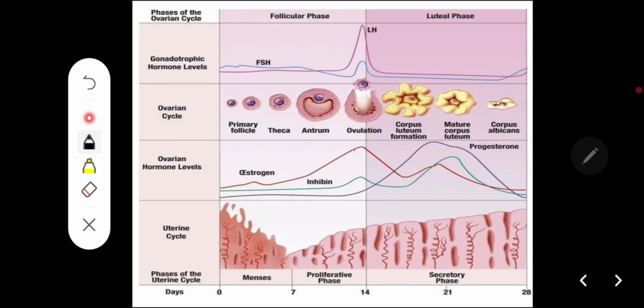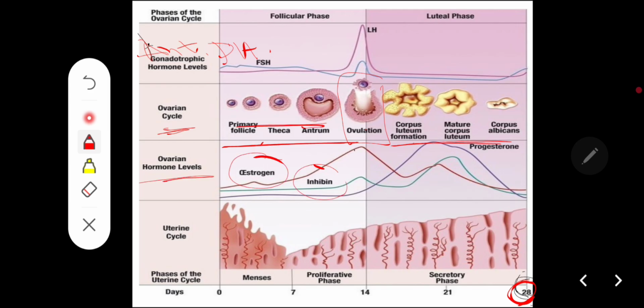This diagram summarizes the hypothalamic pituitary ovarian axis, ovarian cycle, and uterine cycle. As we suppose a 28-day menstrual cycle, the anterior pituitary will secrete gonadotrophins, FSH in the first half of the menstrual cycle, and luteinizing hormone at mid-cycle for ovulation. Regarding the ovarian cycle, the first half is for folliculogenesis and mid-cycle for the ovulatory phase, followed by the luteal phase in the second half of the menstrual cycle.